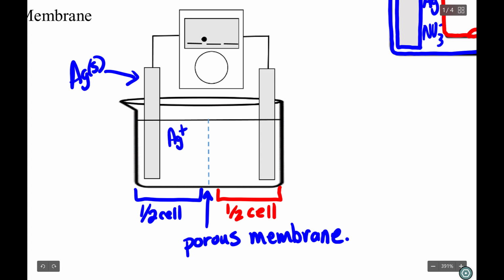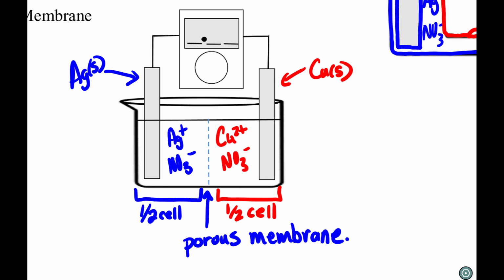Over here, I have silver ions aqueous. I have nitrate ions aqueous. On the other side, I have a copper solid electrode. And then I have copper 2+ ions in solution, and put the nitrate ions in solution. So that's a porous membrane picture. These are common. You will come across them.